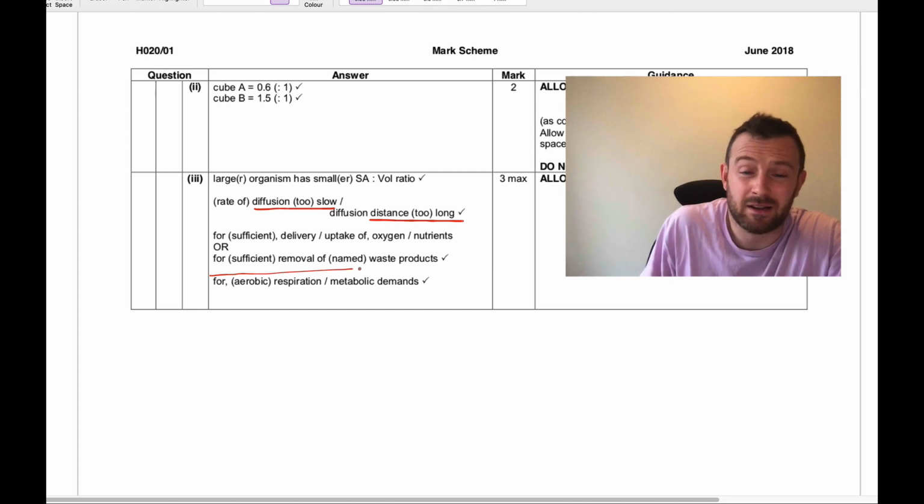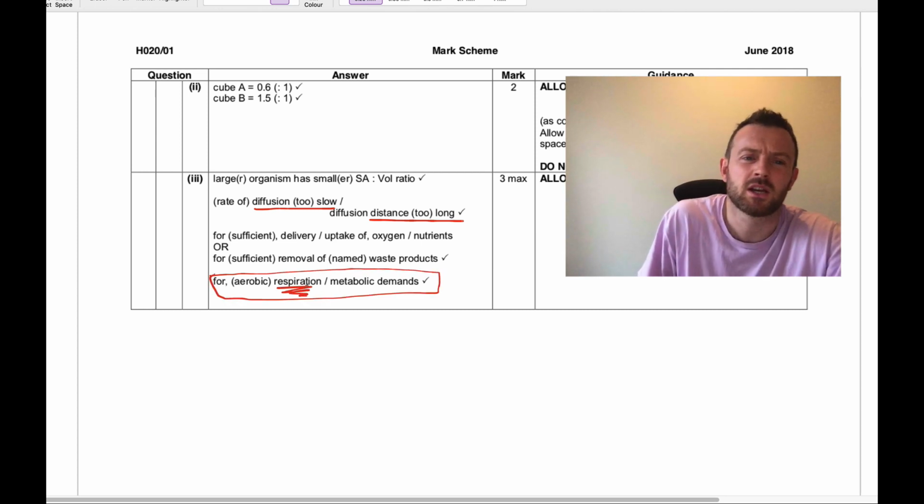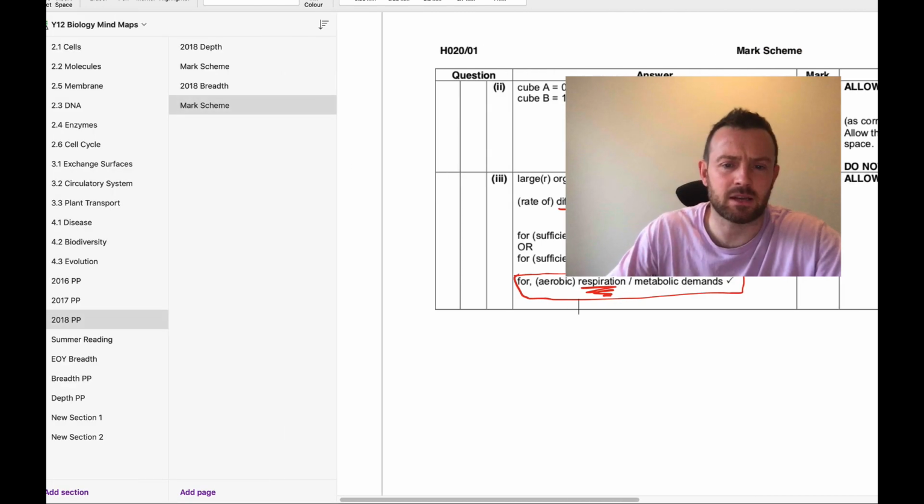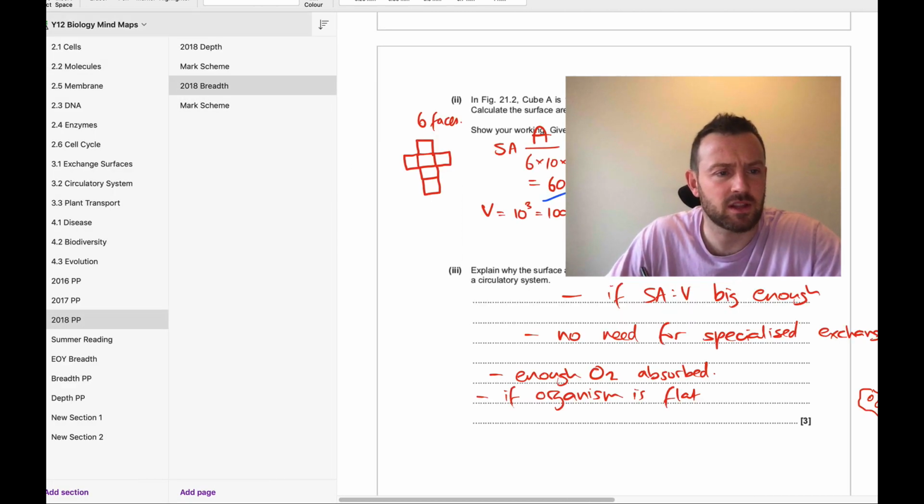I'm not sure if I would have got 3 marks there. I think I might have got 2. I think this is a key word here. Always linking it back to keywords. Respiration, I think, was something I didn't say.